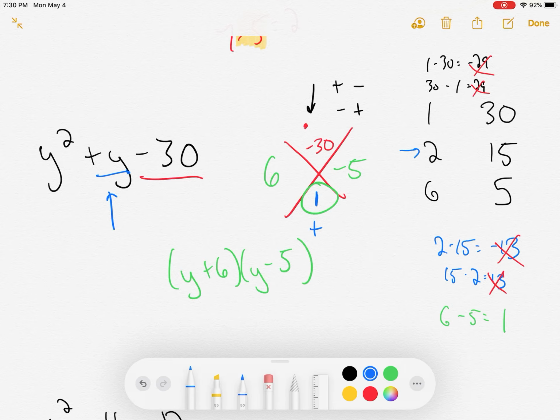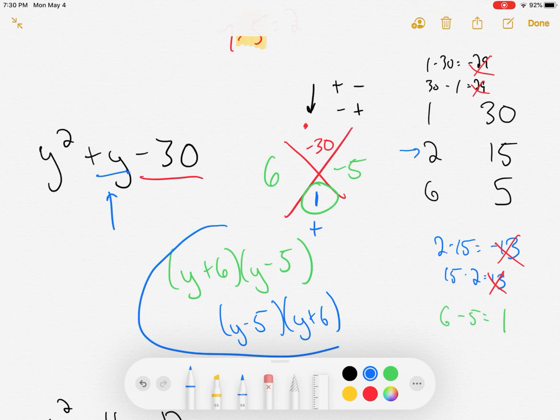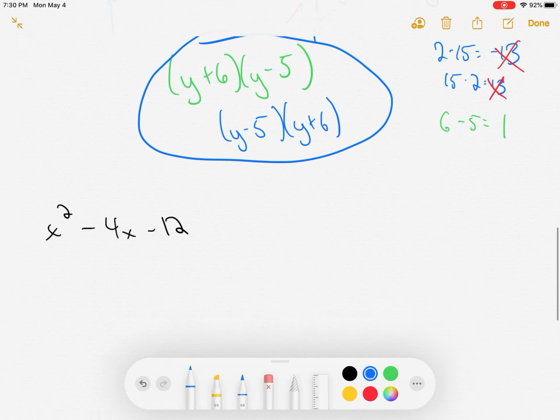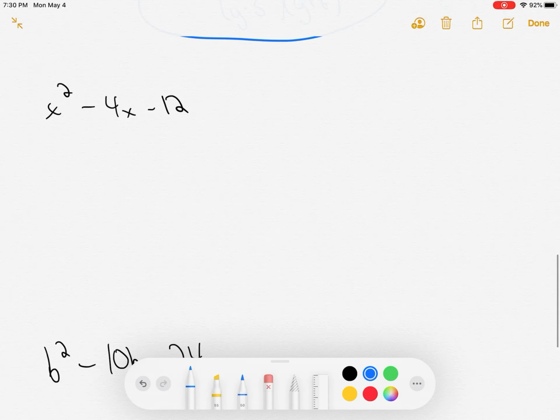And now, just so you are aware, you can write this as y minus 5 times y plus 6. These are the exact two things. It doesn't matter which one we write. Okay, if you want to pause the video and try the next one, you can. Otherwise, I will keep going in about 5 seconds.